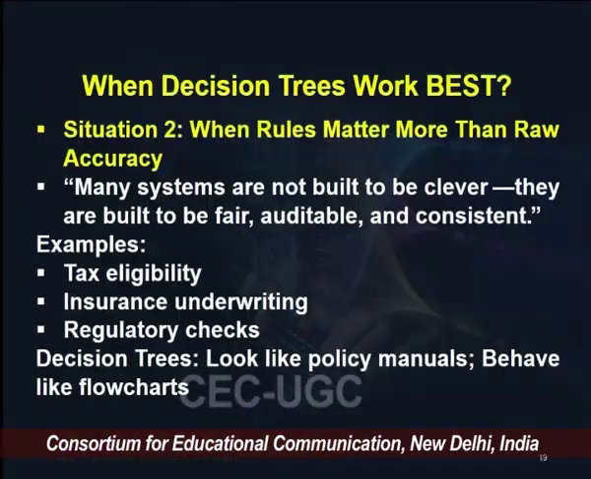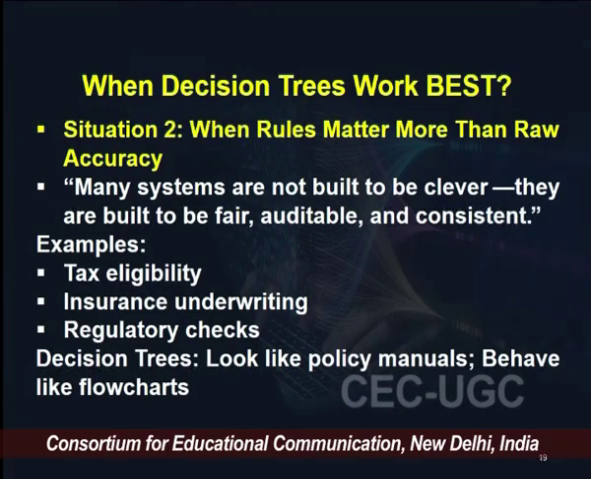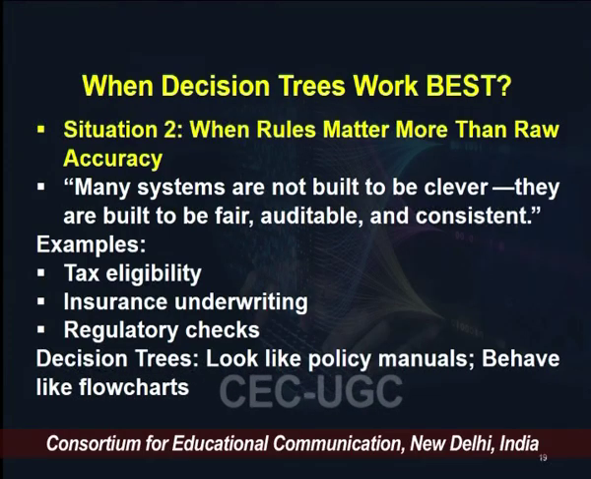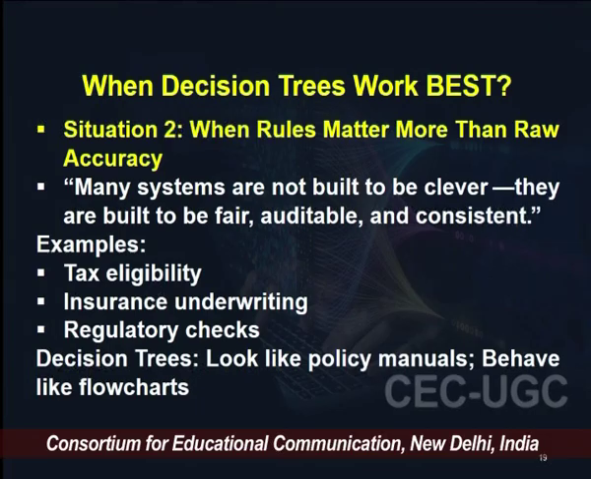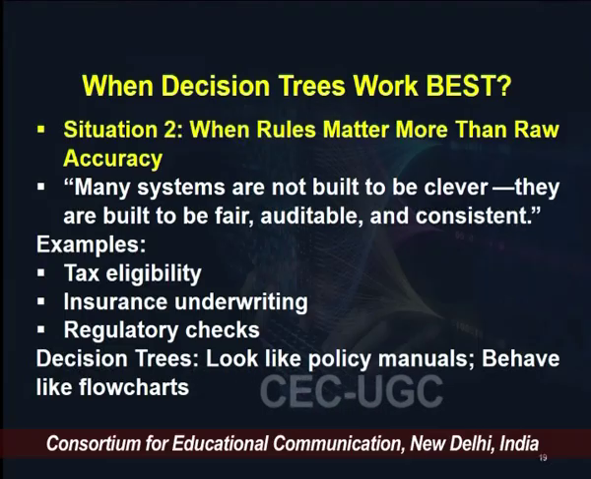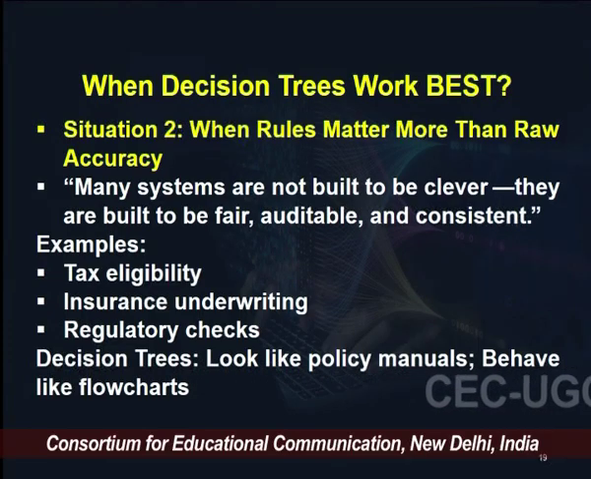Another situation could be when the rules matter more than the raw accuracy. Many systems are not built to be clever, obviously. They are built to be fair, auditable, and to show consistent behavior. For example, in tax eligibility, insurance underwriting, or regulatory checks. So, decision trees look like a policy manual and behave like flow charts, right?